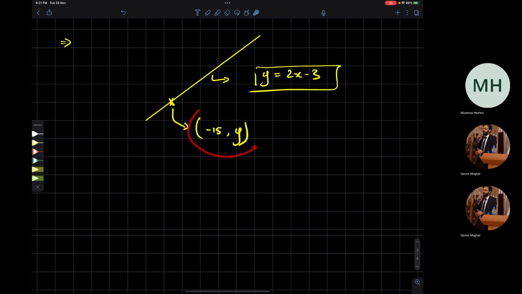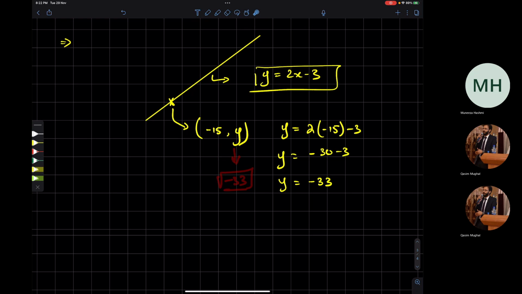So it works for the curves as well, but I'm explaining this on a straight line. So anywhere on the straight line, if you know that there's a point on that line, and if you know one of the coordinates of it, you can easily find out the other one by putting that point into its own equation. So you want to know y, so y will stay as it is, equals 2 times x, which is negative 15, minus 3. So y is equal to negative 30 minus 3. So y is going to be equal to negative 33. So the y coordinate of this is going to be negative 33.